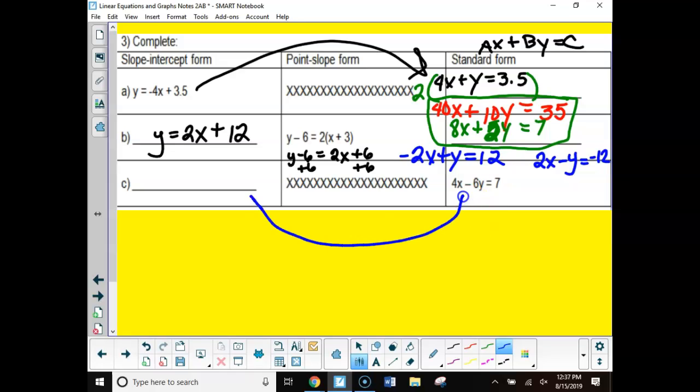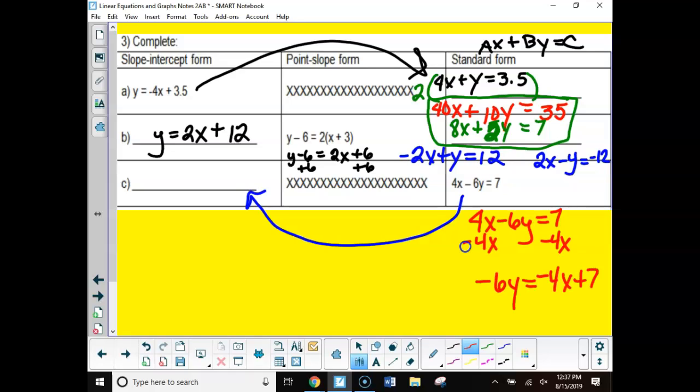I want you to solve this last one for y equals. This you should have done a lot of in Algebra 1 and Algebra 2, isolating a variable. So I need to get the y by itself. Then I'm going to divide everything by negative 6. So I'll have y equals, what should I do with a negative 4 divided by a negative 6? Positive 2/3. And then back here I have a positive 7 divided by a negative 6, so a negative 7/6.